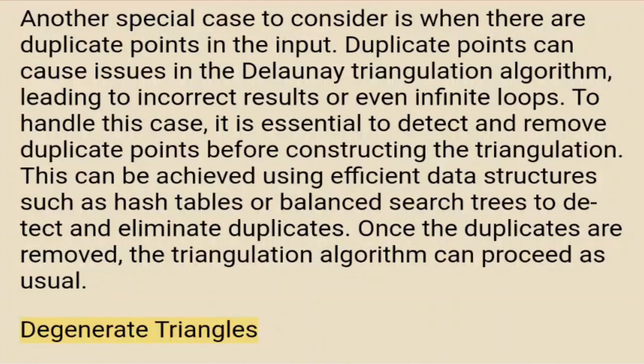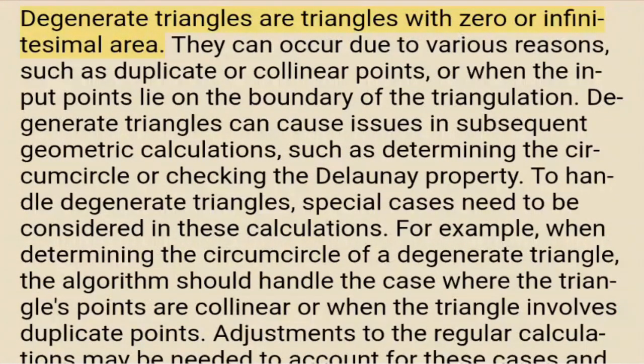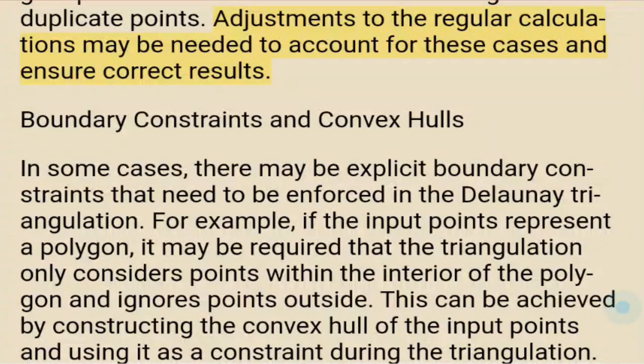Degenerate triangles. Degenerate triangles are triangles with zero or infinitesimal area. They can occur due to various reasons, such as duplicate or collinear points, or when the input points lie on the boundary of the triangulation. Degenerate triangles can cause issues in subsequent geometric calculations, such as determining the circumcircle or checking the Delaunay property. To handle degenerate triangles, special cases need to be considered in these calculations. For example, when determining the circumcircle of a degenerate triangle, the algorithm should handle the case where the triangle's points are collinear or when the triangle involves duplicate points. Adjustments to the regular calculations may be needed to account for these cases and ensure correct results.